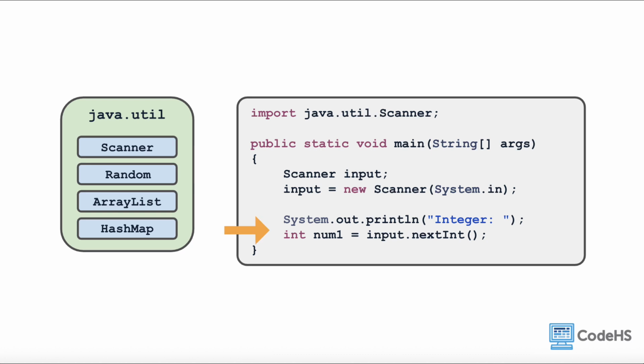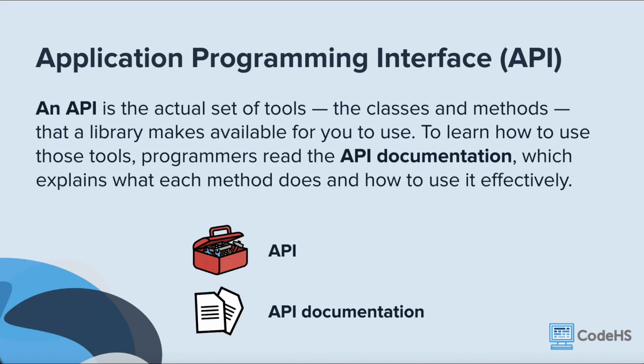As you can imagine, programmers need clear guidance on how to use these libraries, packages, and classes. To address this, maintainers of libraries create what's called an Application Programming Interface, or API, and API documentation. An API is the set of tools, the classes and methods, that a library makes available for you to use. To learn how to use those tools, programmers read the API documentation, which explains what each method does and how to use it effectively. So the API is the toolbox, and the documentation is its instruction manual.